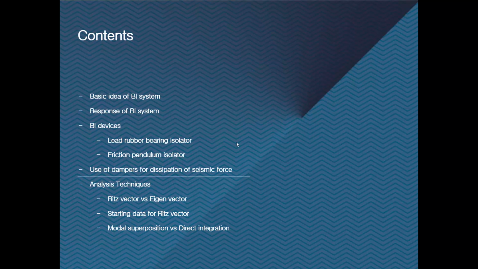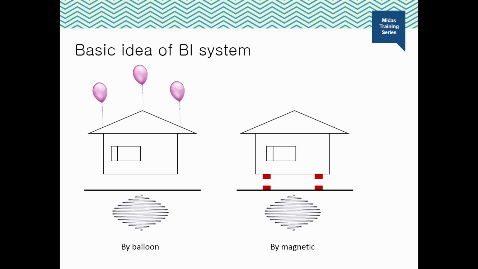We will discuss the comparison of Ritz vector and eigenvector, and for the analysis using the Ritz vector, we will see how we can set up the analysis model. And I will be concluding the discussion with the comparison of modal superposition and direct integration. So let us start our discussion with checking out the basic idea of a base isolated system.